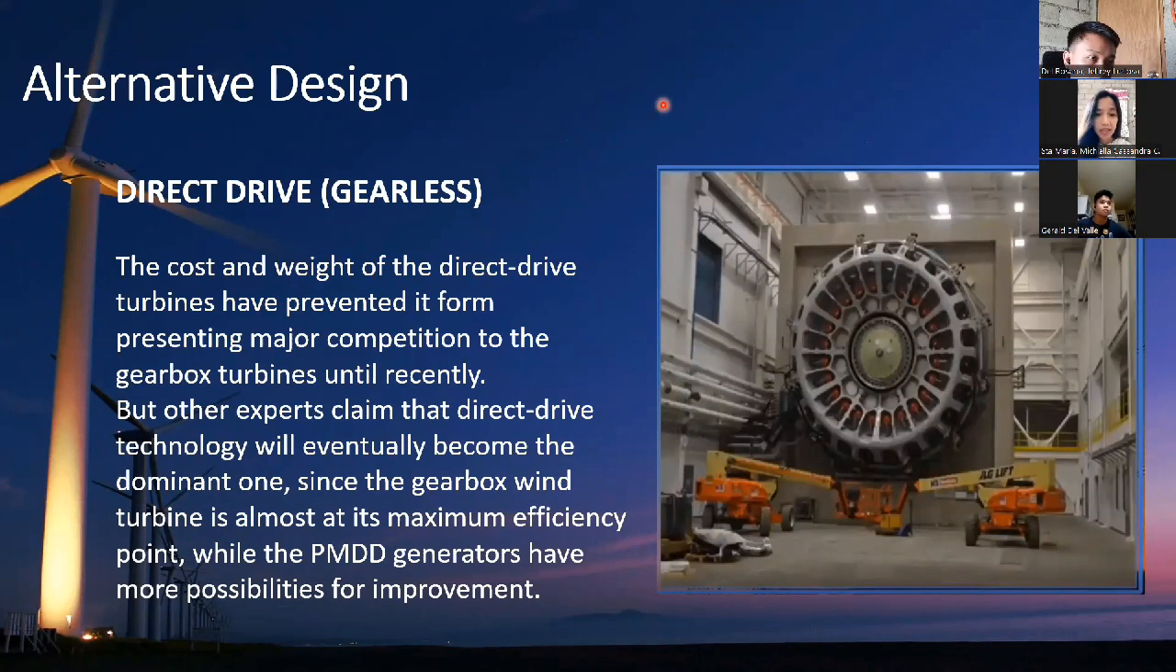Direct drive gearless. The cost and weight of the direct drive turbine has prevented it from presenting major competition to gearbox turbines until recently. But other experts claim that direct drive technology will eventually become the dominant one, since the gearbox wind turbine is almost at its efficiency limit, while PMDD generators have more possibilities for improvement.